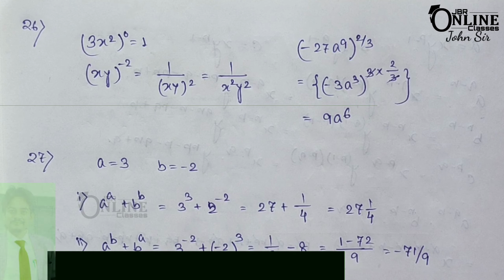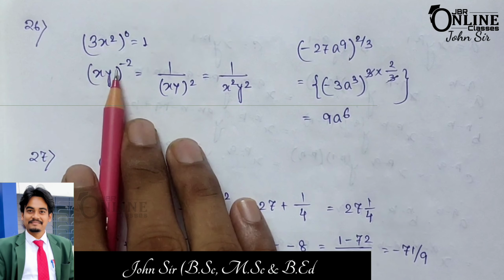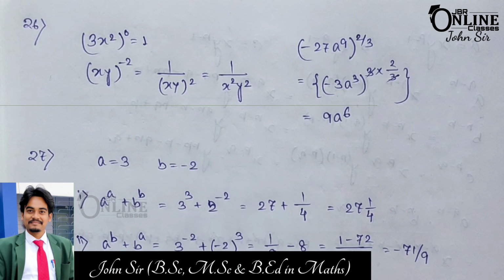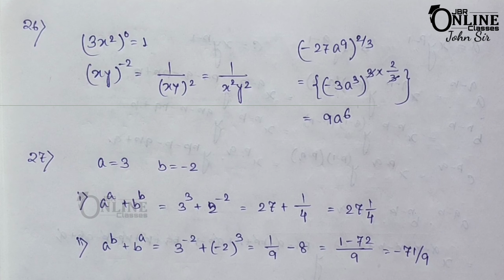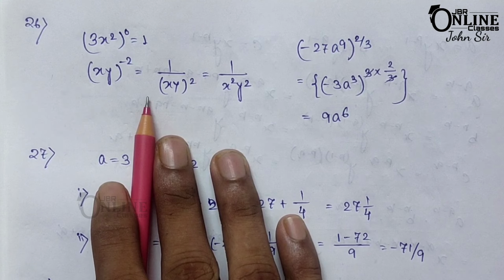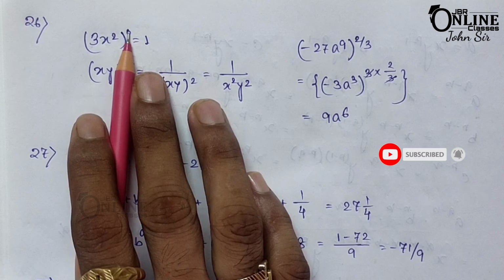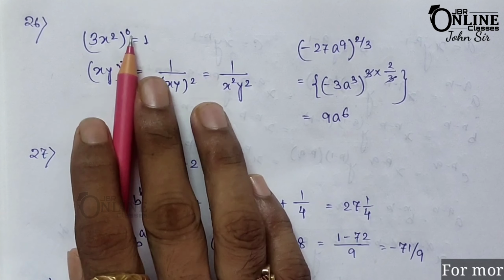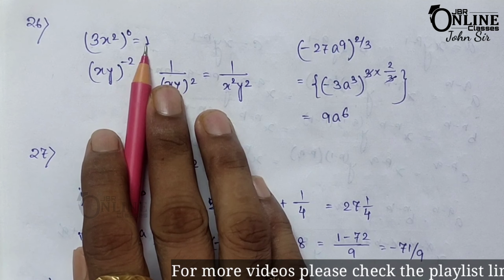Hello everyone, in this video I am going to start from sum number 26, exercise 8, from the book of ML Aggarwal. For the previous video, please check the description box, the link will be there. Simplify and express with positive exponent. Here the first one is 3x squared to the power 0. Any number that is to the power 0 becomes 1, so it will be 1, and positive also.